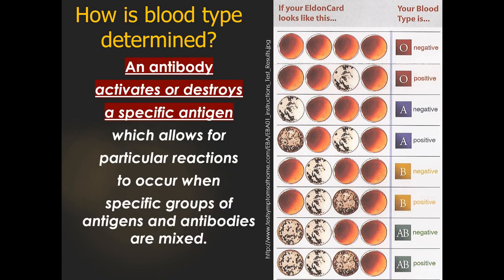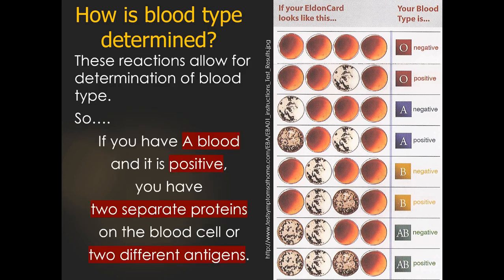An antibody activates or destroys a specific antigen. So if I have the antibody for A in my blood and I put it into A, then it's going to destroy the antigen on the red blood cell that is A. That's why specific reactions occur to show us what's going on. These reactions allow for determination of blood type.